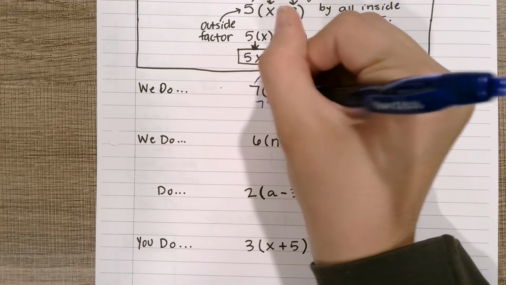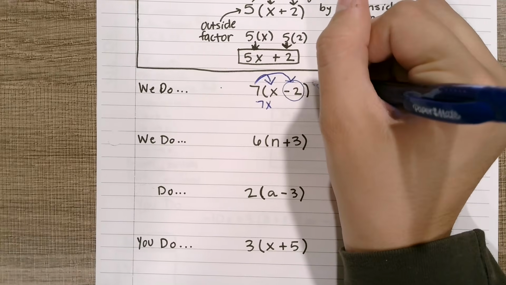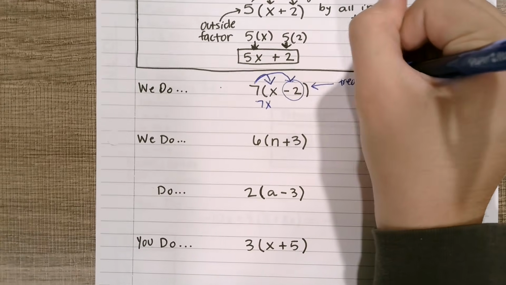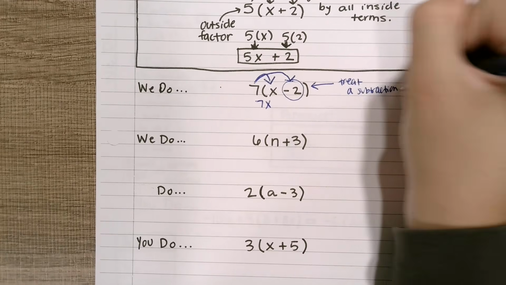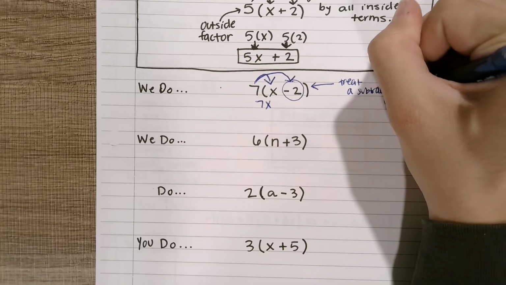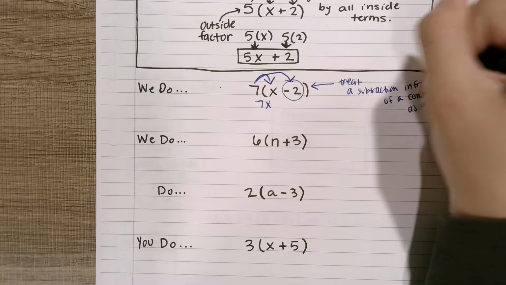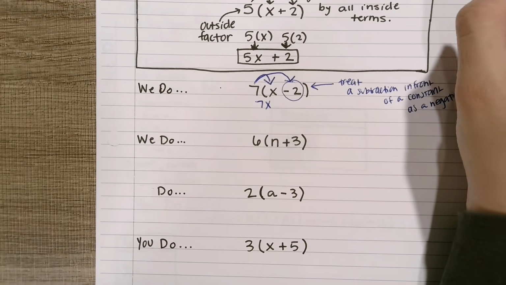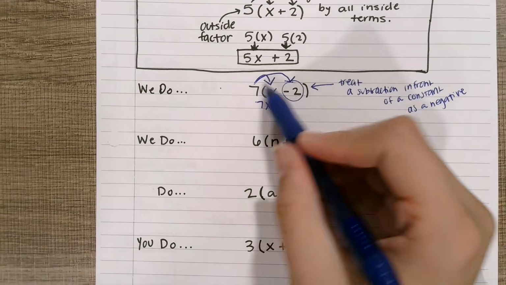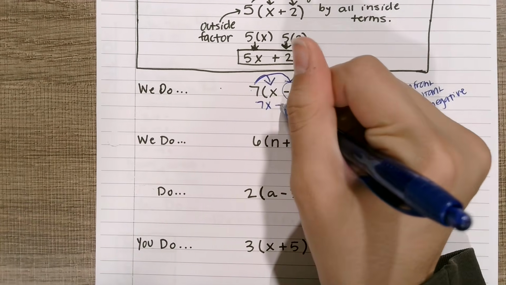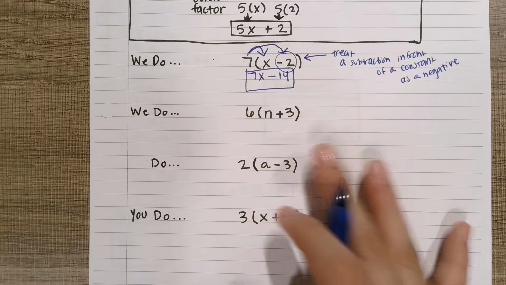7 times x, 7x. 7 times negative 2. Always make sure that you treat a subtraction in front of a constant as a negative when doing distributive property. That's just going to make it easier, okay? So 7 times negative 2 is negative 14. And there's your answer.